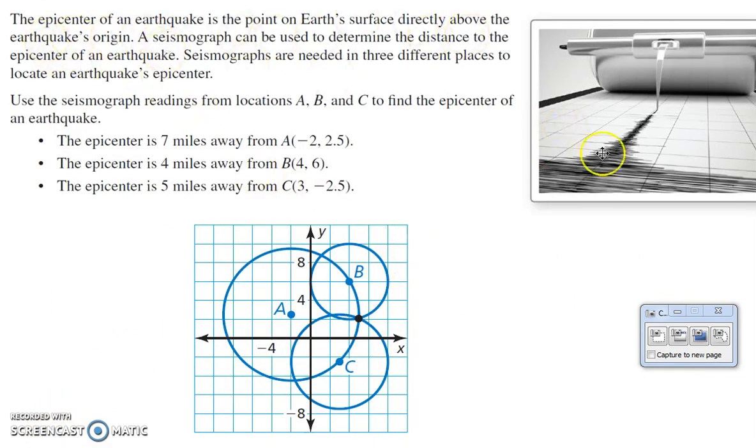You might see an application like this to measure where an earthquake happened. They need 3 circles, so 3 measurements, and then where those three overlap, that's where their epicenter is. So if we know one epicenter is 7 miles away, and we have that point, we make a circle with a radius of 7. One's 4 miles away, make a circle with a radius of 4. One's 5 miles, make a circle with a radius of 5. Where all three of them overlap, that's where the epicenter is.